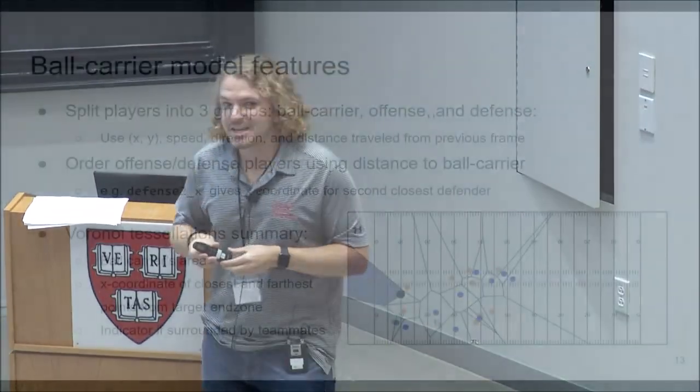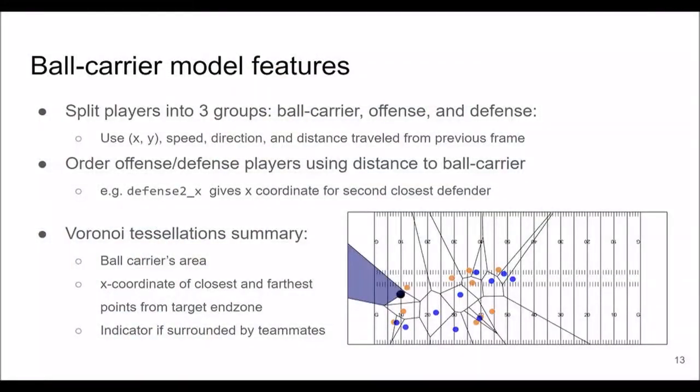We decided to take a kitchen sink approach and basically throw everything we have available into the models we were going to test. We look at all information corresponding to the ball carrier, the X, Y, and the speed, as well as all the offensive and defensive players. Then for each frame, we order the offensive and defensive players based on Euclidean distance to the ball carrier. So defense 1_X corresponds to the X of the closest defender to the ball carrier, defense 3 the third closest, and so on.